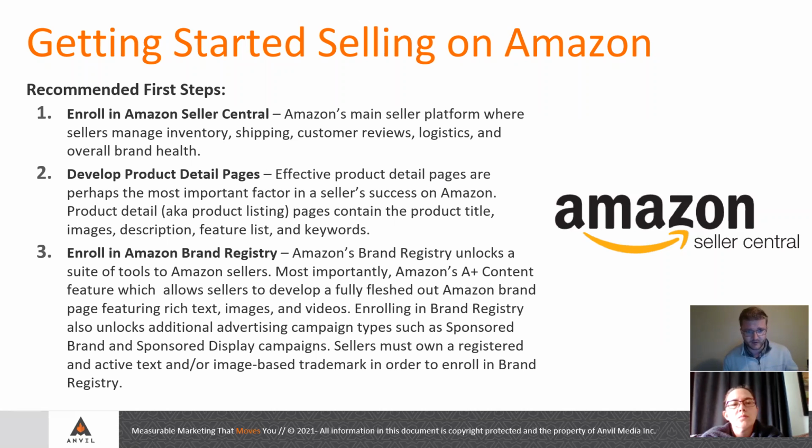So once enrolled in Amazon Seller Central, the next step for any new seller is going to be developing your product detail pages. Those are going to be the actual product pages for each one of your specific products. Effective product detail pages are probably the biggest factor in a seller's success on Amazon, outside of any additional paid media or advertising efforts. Product detail, aka product listings, or ASIN pages, there are a lot of different terms describing the same thing. Those contain your titles, your images, your description, your product feature list, and your keywords. Those are the main components of a product description page.